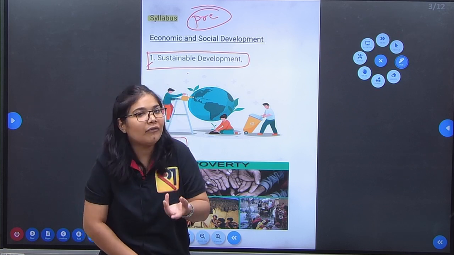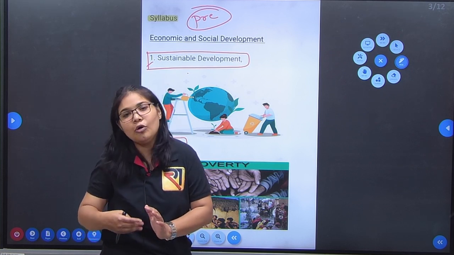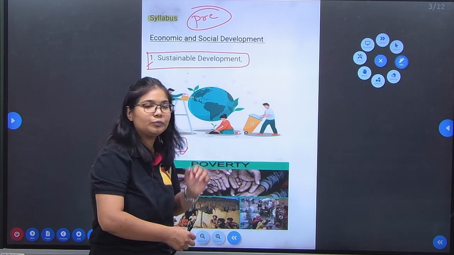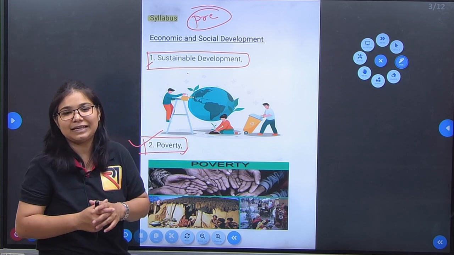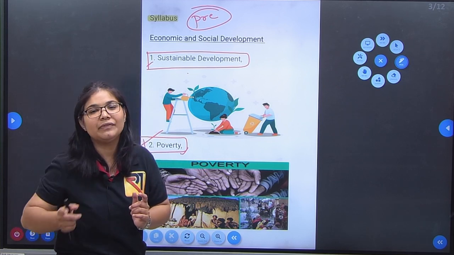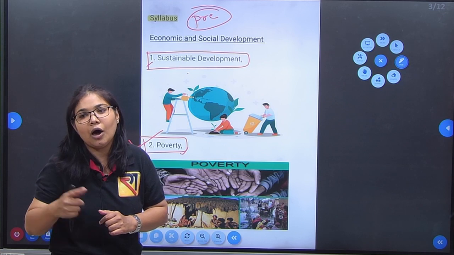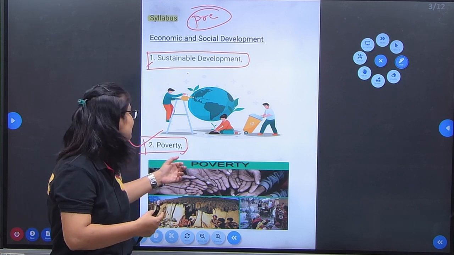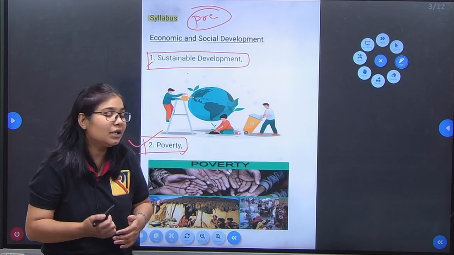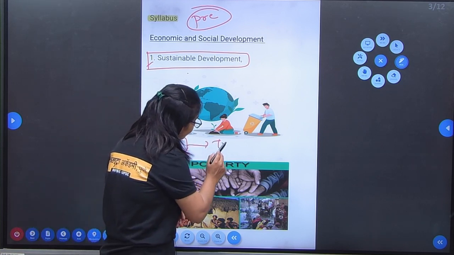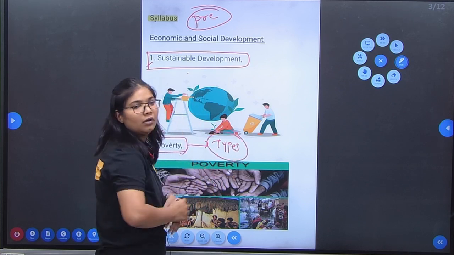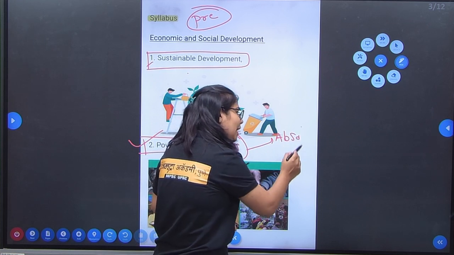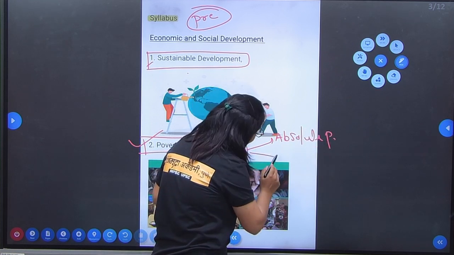What is the below poverty line concept? What is the above poverty line concept? We are all going to discuss this. Then we will discuss the cycle, how poverty leads to deprivation of the social aspect, and how the social aspect impacts poverty. We will learn that cycle in this section. We will learn the types of poverty. Is it absolute poverty? You must have gone through this concept, absolute poverty, or relative poverty.